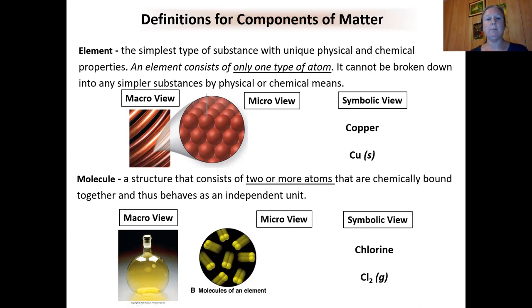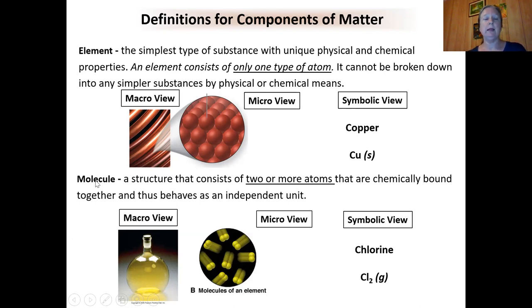It's one species, one item from the periodic table, one creature. It cannot be broken into any simpler substances by physical or chemical means. So basically, if it's from the periodic table and it's the only thing there, it's an element, even if you have multiple of them.